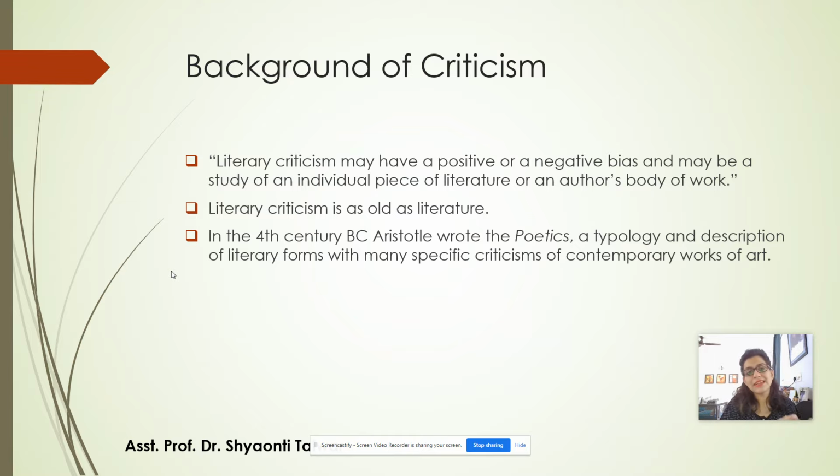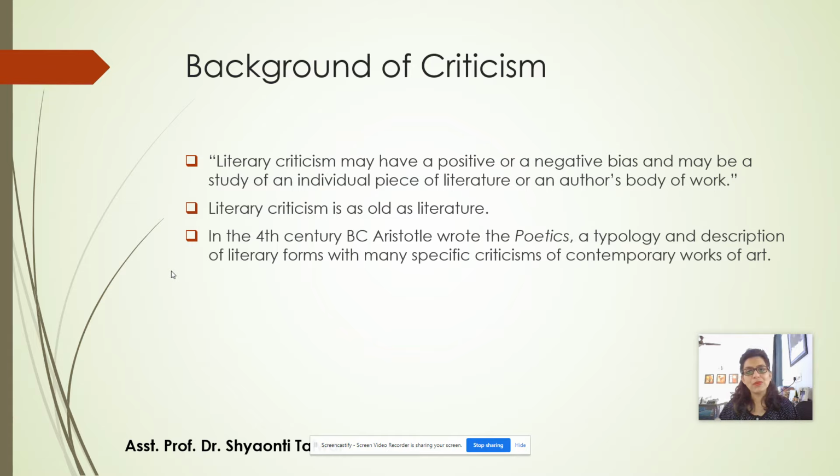So, the first part is that it could have a certain amount of subjective influence, and that is why the terms positive and negative bias surface in the definition. And secondly, the second part of the definition talks about the study of an individual piece of literature, or it could be an author's body of work, or it could be entire literature also. So it could be one particular text which a critic is analyzing and evaluating, or it could be a critic who is evaluating the whole body of an author's work.